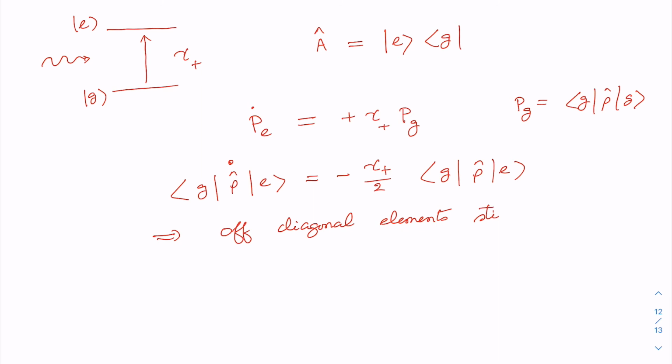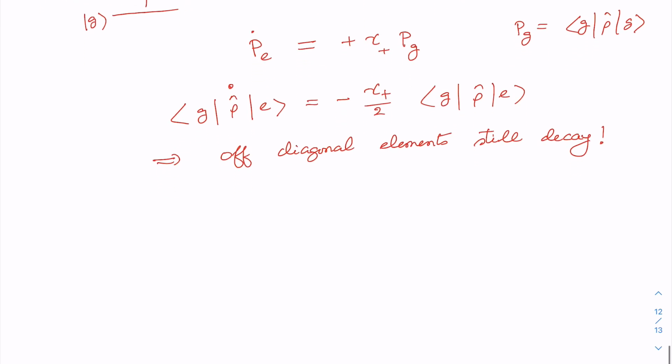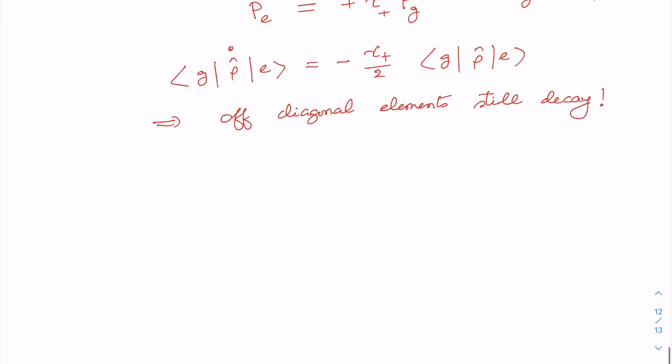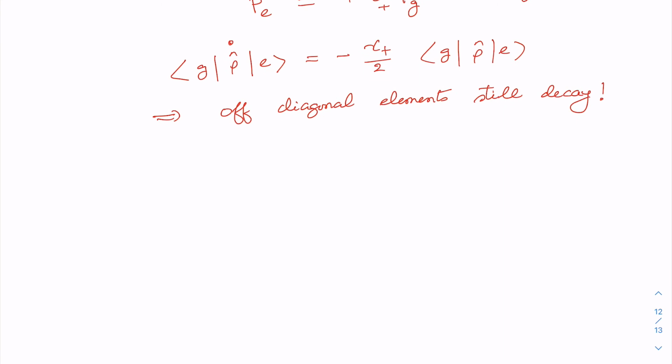Though there is excitation, whether this excitation or de-excitation does not matter. Off-diagonal elements decay whenever there is some kind of relaxation process. Relaxation may be upward or in the downward direction. Now in the most general case, that can also be taken into account.